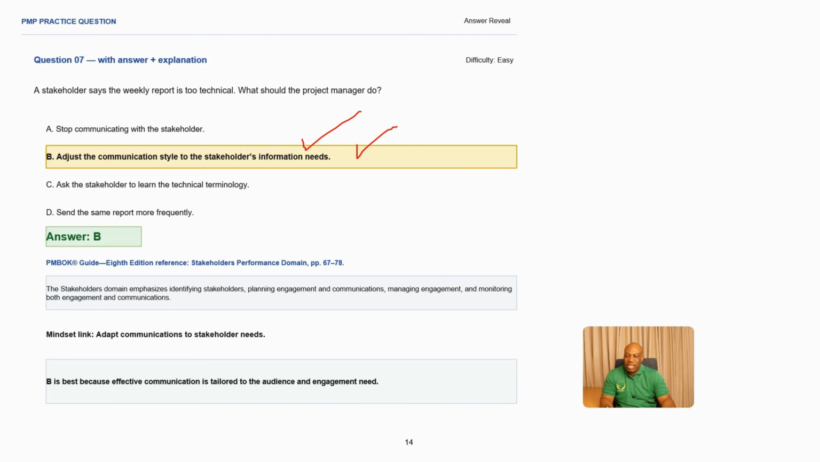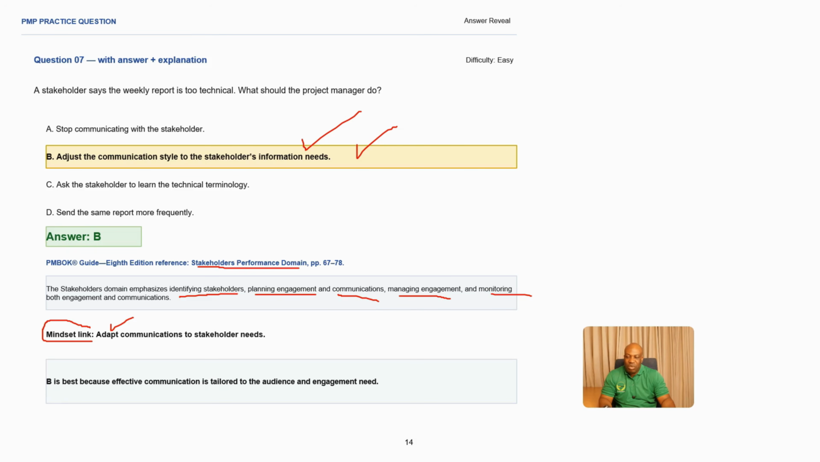So you need to adjust the communication style to the stakeholder information needs. Every communication should be tailored based on the stakeholder needs. So which domain are we referring to in the PM book? We are referring to stakeholder performance domain, which is on page 67. Okay. So what does it say? It says the stakeholder domain emphasizes identifying stakeholders, planning engagement, communication, managing engagement, and also monitoring both engagement and communication to the stakeholder.